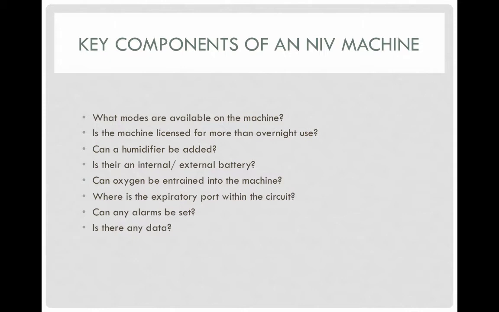We always want to know where the expiratory port is within the circuit. For non-invasive ventilation, the circuits are always just a single tube, so we're breathing in and out through that same circuit. For that reason, we need to have some sort of leak out, or what's called the expiratory port. What alarms can be set, and are these machines recording any data?